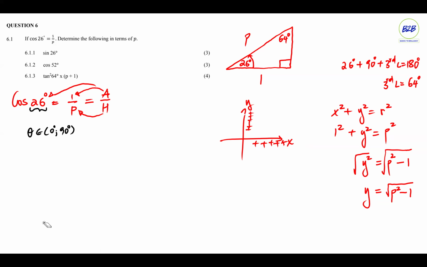All right. And then let us therefore answer the required question, which is 6.1.1.